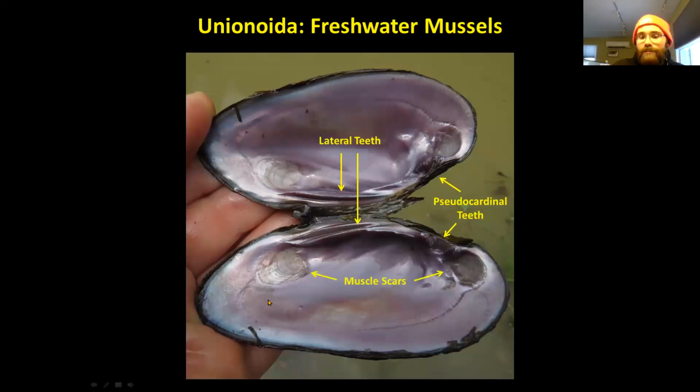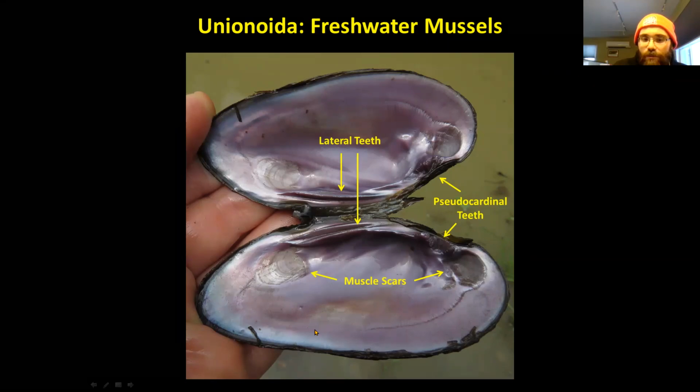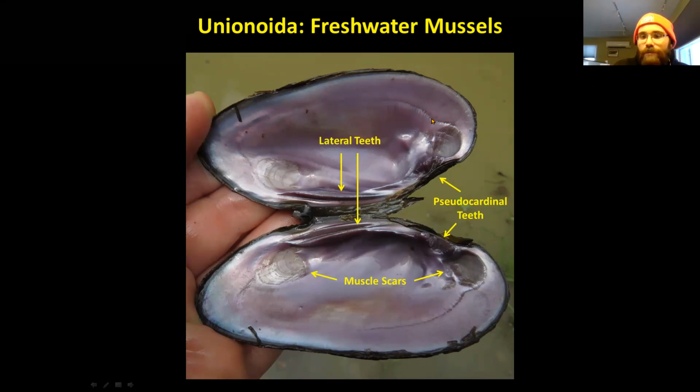And then you can also see the scars inside of the mussel shell as well. And even here, you can see where the actual body of the mussel was before. So that's where the foot and the internal organs would be.